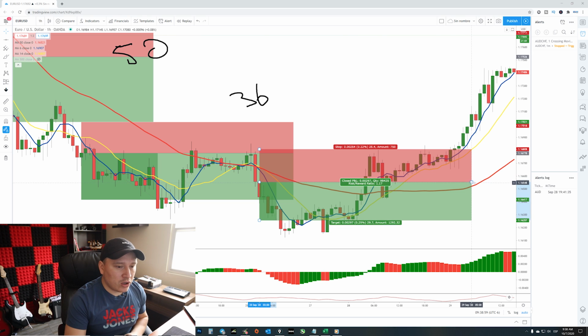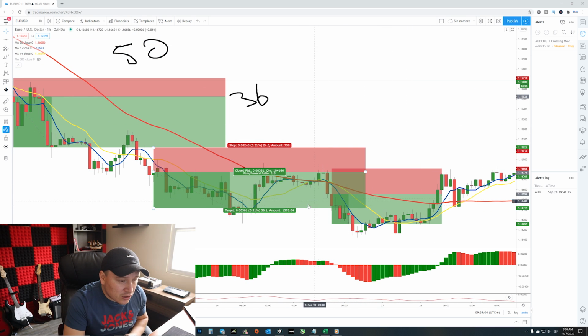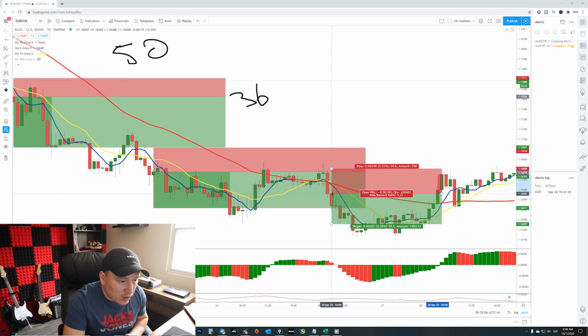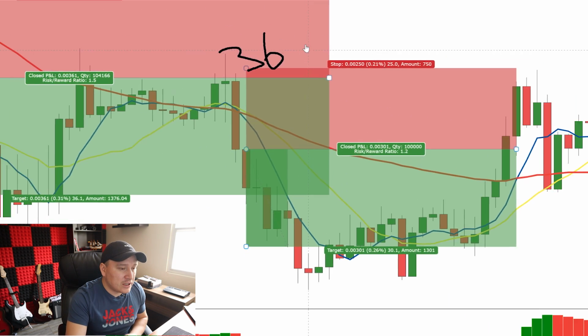So what you're going to do right here, let me go ahead and make it a little bit smaller. There you go. So this is the entry point, around where this candle started, right here. Boom. So this is the stop loss.